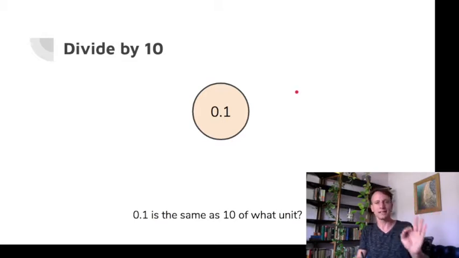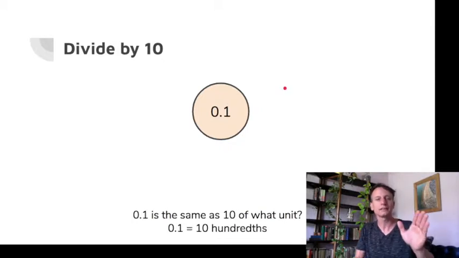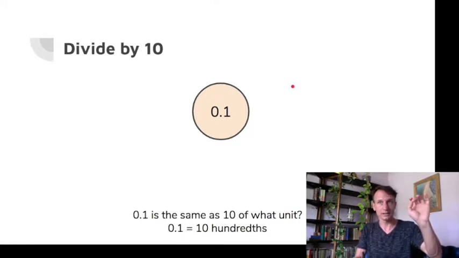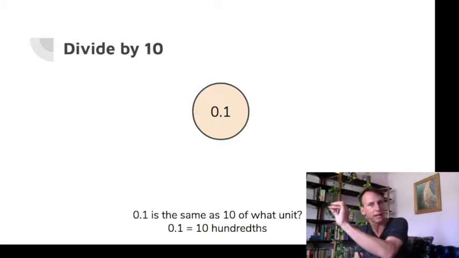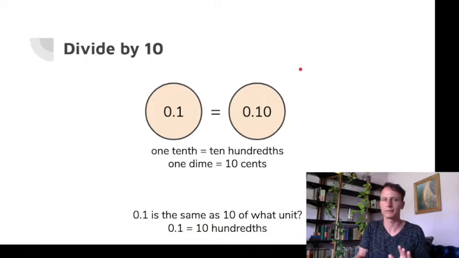Good. 1/10 is the same as 10 of what unit? So 10 whats make a tenth? Again, go back to money. The tenth is a dime. 10 whats make a dime? 10 cents make a dime. Cents are hundredths. So 10 hundredths makes 1/10. Picture this as fractions. 1/10 is 1/100 plus 1/100, ten times, right? So 10 hundredths would do that.